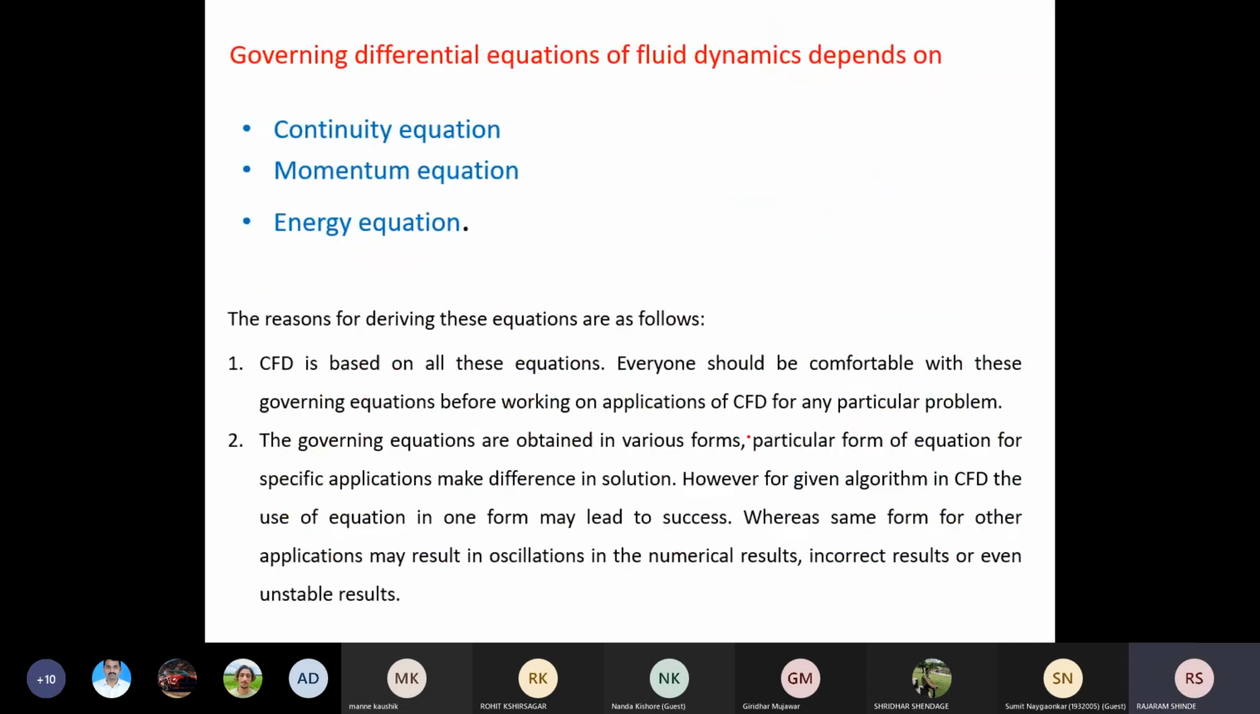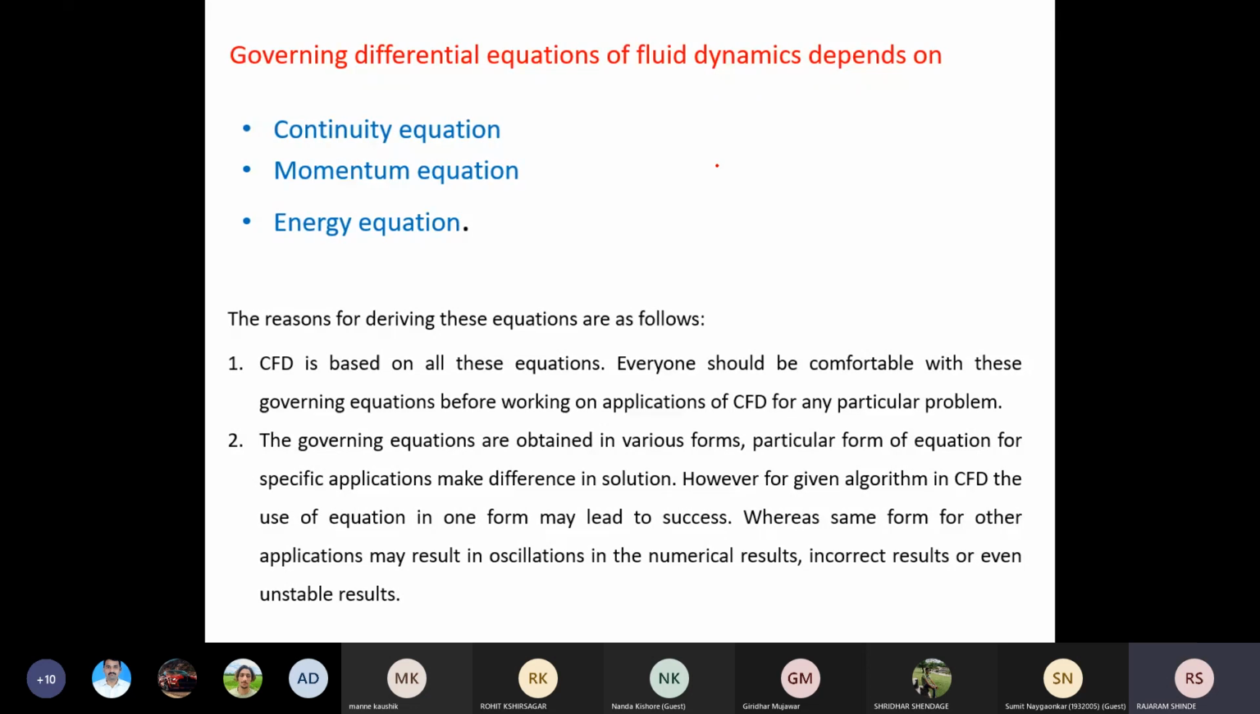Okay, now here I am going to explain what are the different equations we need as mathematical models of fluid dynamics or heat transfer. Now these are the three equations: continuity equation, momentum equation, and energy equation. Now here, computational fluid dynamics is based on the fundamental governing equations, okay, and these equations are the continuity equation, momentum equation, and energy equation. These equations describe the physics of the CFD problem.